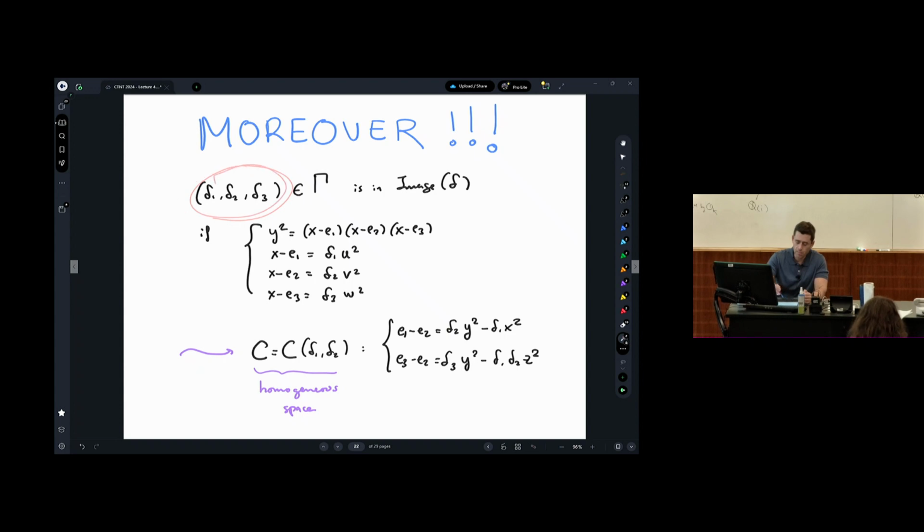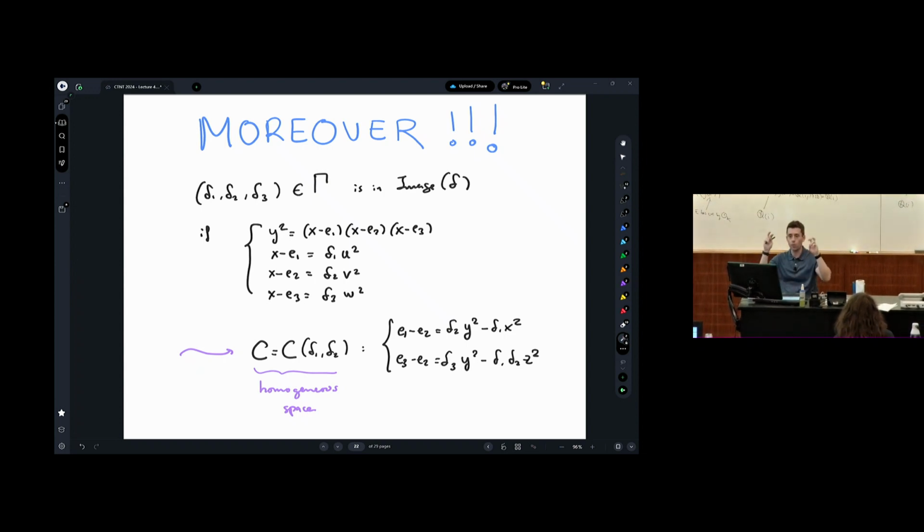If I want to show, is this something in the image? Everything in here except x, y, and z is known. So I have to solve this. I have to figure out if there are points in this space. This is what we call a homogeneous space. And in the very first lecture, at the end, I had this image of a descent that I started with an elliptic curve. I had what I call Selmer elements. These are the things that are going to become Selmer elements.